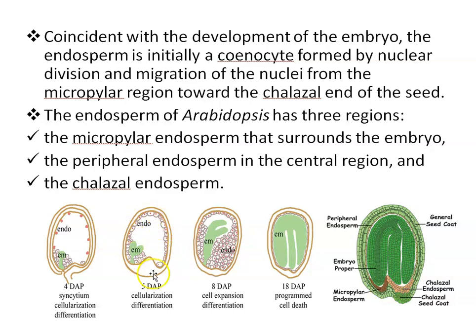You can see here, as I already told you. So, as in many dicots, the Arabidopsis endosperm is consumed during seed maturation, leaving only a peripheral aleurone-like cell layer next to the seed coat surrounding the mature embryo.